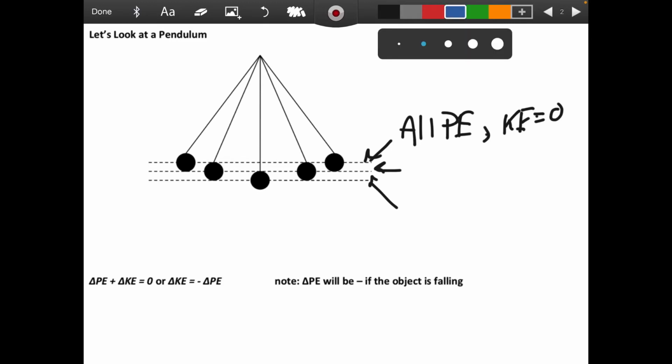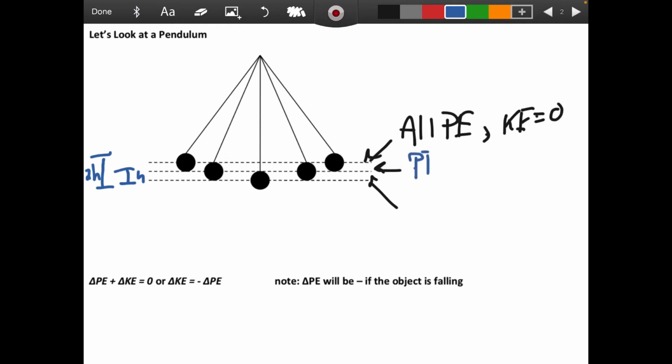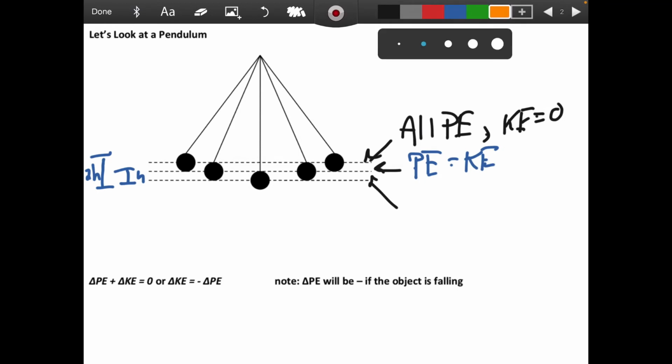At the midpoint, where it loses half of its height, so over here I can't really fit it in, but if this were h, then this would be 2h. At the exact half point, the potential is going to be equal to the kinetic energy. And at the bottom, this pendulum can't go any lower than that, so it can't lose any more height.